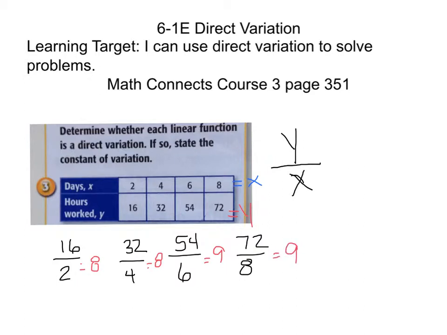Now, when we reduce those fractions, we see that the ratios are not the same, while the direction says that the function is linear. It is not a direct variation because these ratios are not equal. If I graph them, they are going to make a line, but you will notice that that line does not pass through the origin.